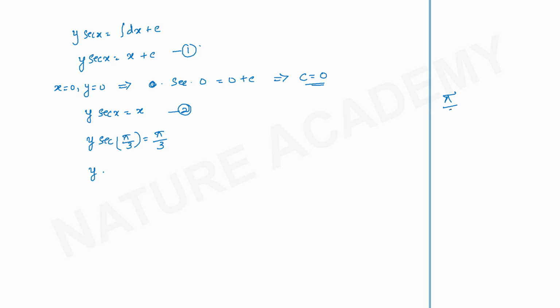Actually, what is pi by 3? Pi by 3 is 60 degrees. So we know that cos 60 is equal to 1 by 2, that is half. Then what will be secant 60? It will be 2. So in place of secant pi by 3, I can write 2 directly.